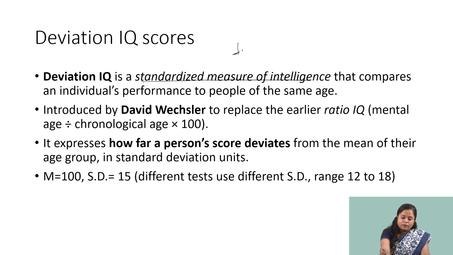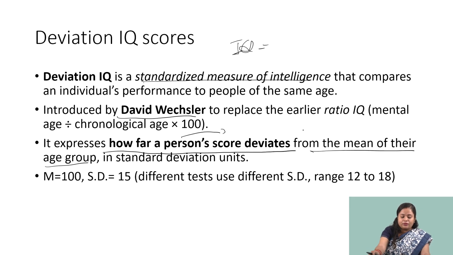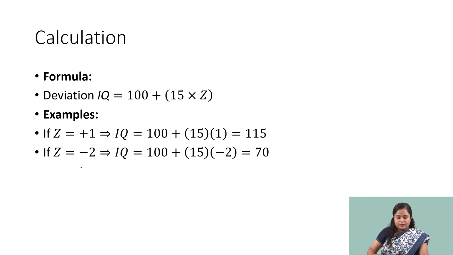Earlier there were simple IQ scores, but David Wechsler introduced this deviation IQ score, and it expresses how far a person's score deviates from the mean of their age group. How far a person's IQ score deviates from that particular age group in standard deviation units. Here they have used the mean of 100 and a standard deviation of 15. But for different IQ tests, they have different SDs in the range of 12 to 18. But the mean is fixed, that is 100.